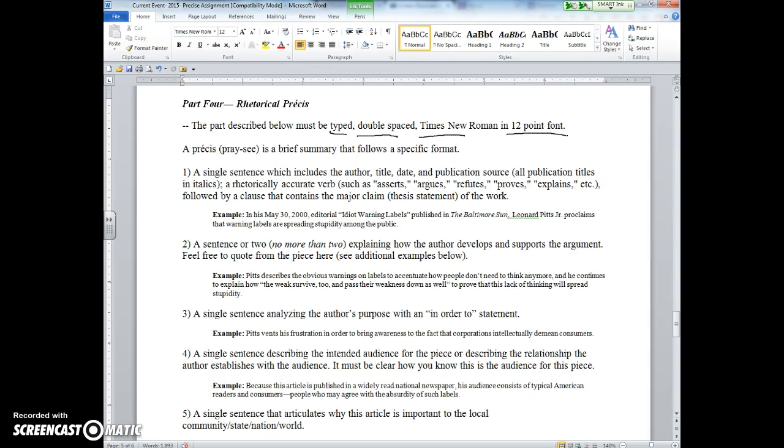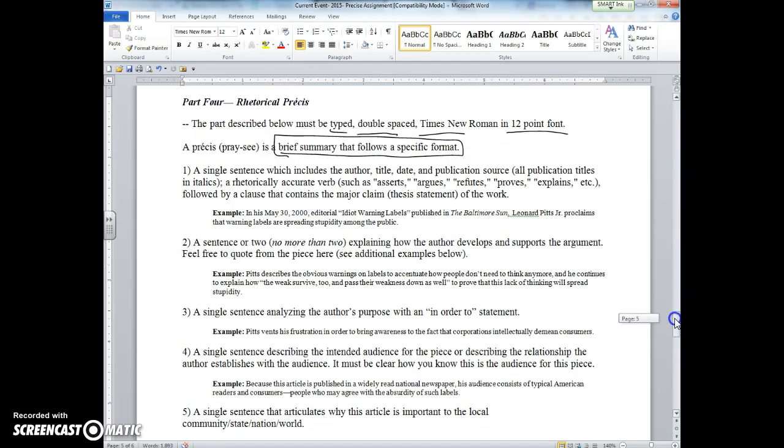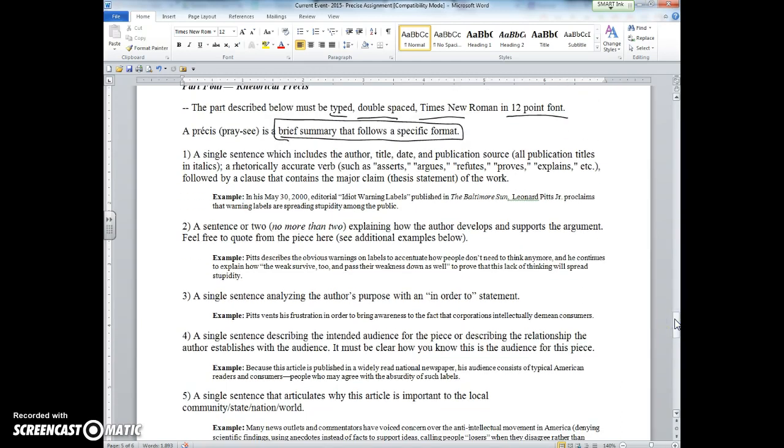Just to give you an idea, précis is actually a common phrase used in academia. I didn't see it until I was in college, but it's actually a brief summary that follows a specific format. That's what you're doing. It's a paragraph in which you are being asked to identify specific pieces of these articles. There are 5 sentences that you are going to write for the complete précis.